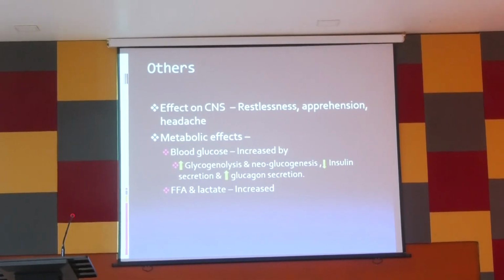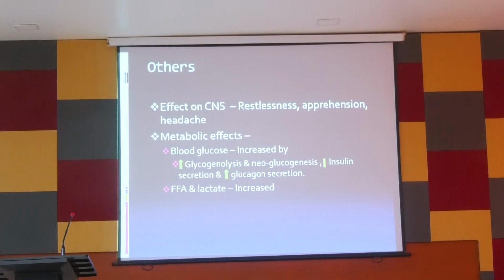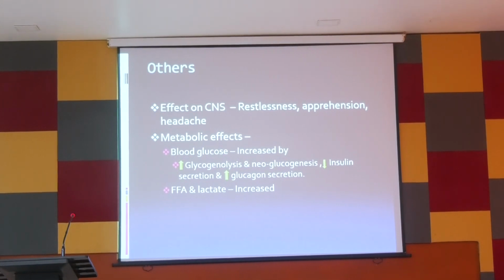Insulin level will be reduced due to the action of alpha receptor, alpha 2 receptor stimulation, and by stimulation of beta receptor there will be increased glucagon secretion. So by this way it can increase the blood glucose level. Very, very important. Another is the increase in free fatty acid and lactate level. As I told you, it is due to the increased breakdown of triglyceride by the increased lipase concentration, and that is done by beta 3 receptor present in the adipocyte.